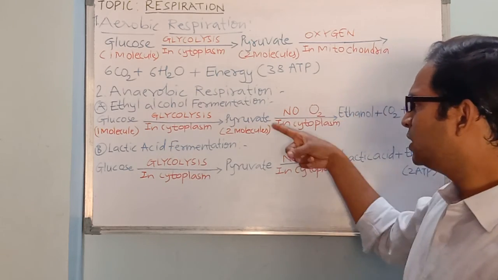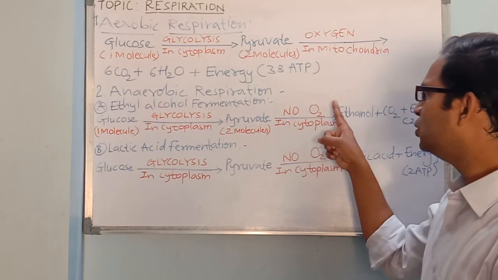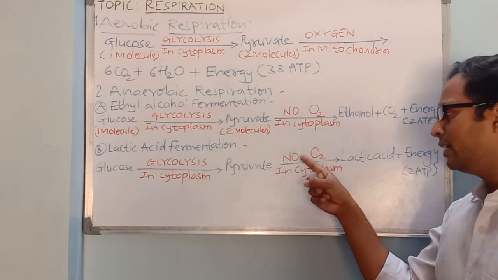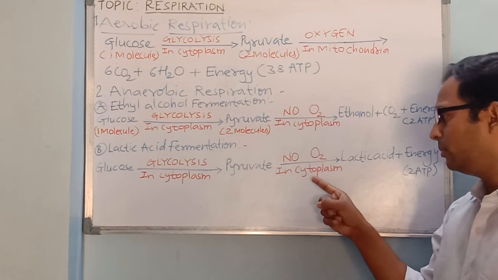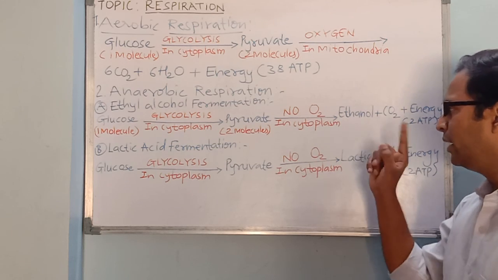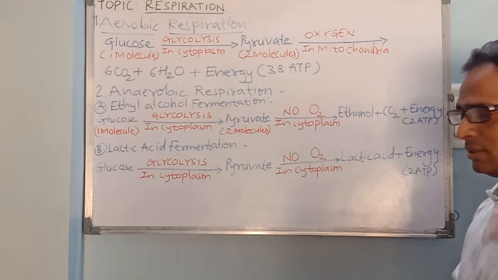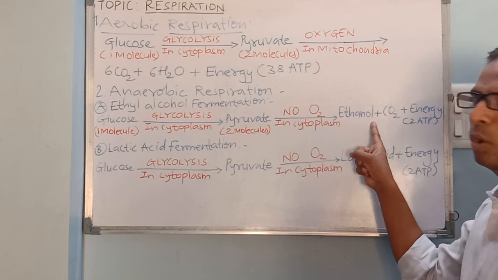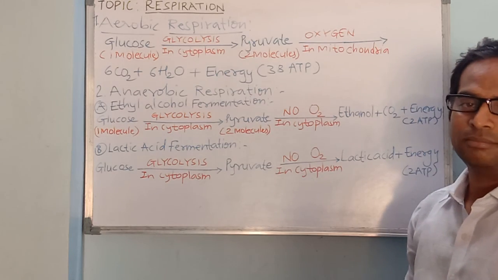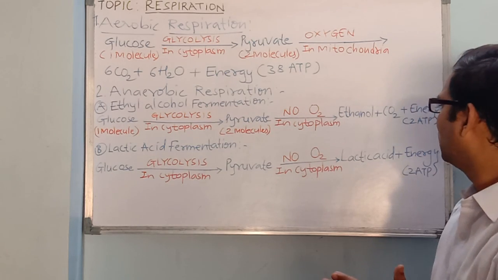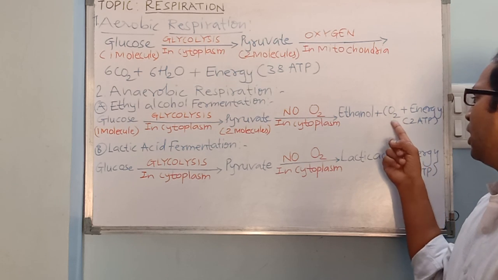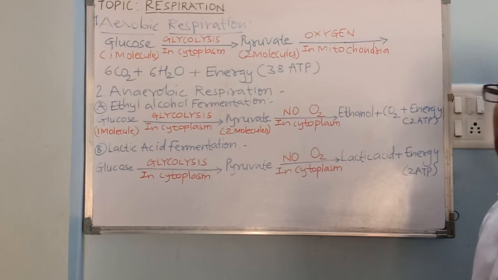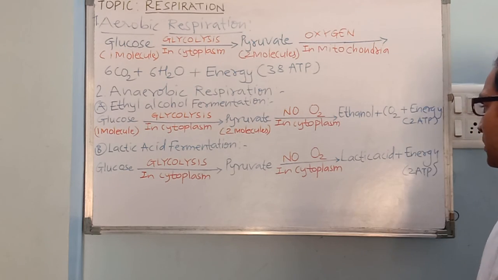Now this pyruvic acid, in the absence of oxygen, again in the cytoplasm only, is converted into different byproducts or different end products. The end product formed here is ethyl alcohol, or we can call it ethanol, C2H5OH, and carbon dioxide is the byproduct formed along with the energy. As we know, less energy is released, only 2 ATPs are released.